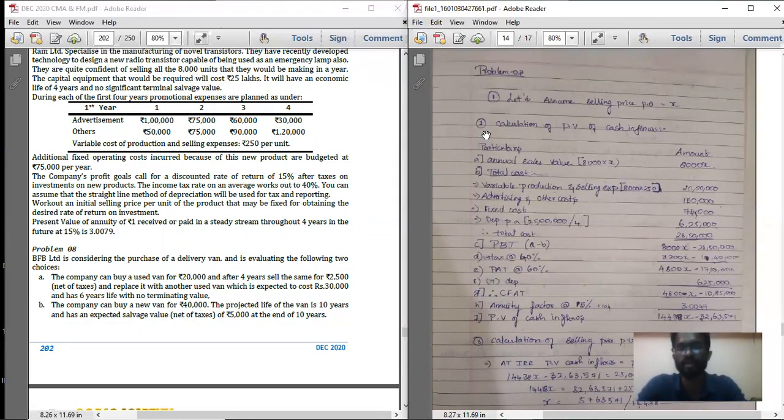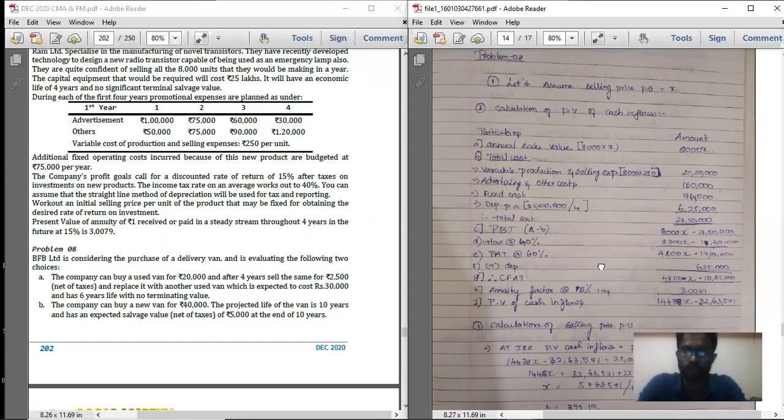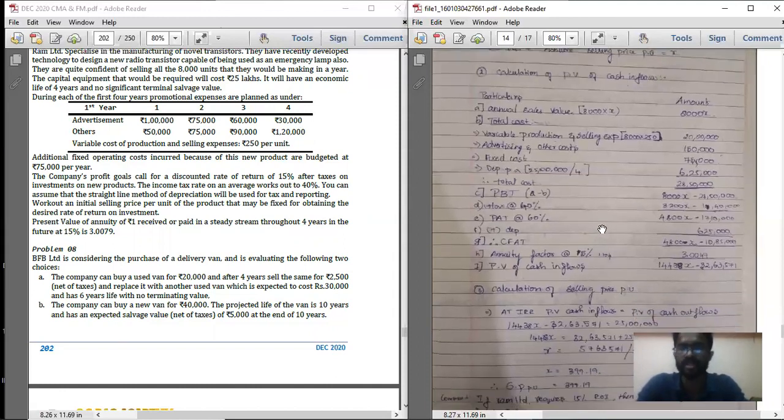Below that, point number 2, calculation of present value of cash inflow. How much is the present value of cash inflow? Total output minus whatever the cost, you will get the present value of cash inflow. So simple. Below that, put a table with 2 columns: first column particulars, second column amount.